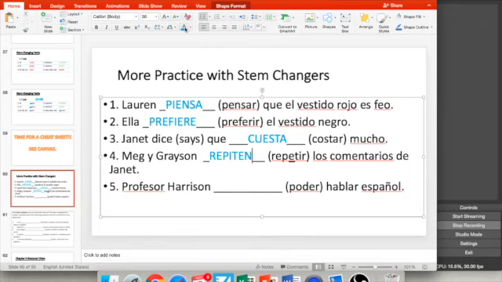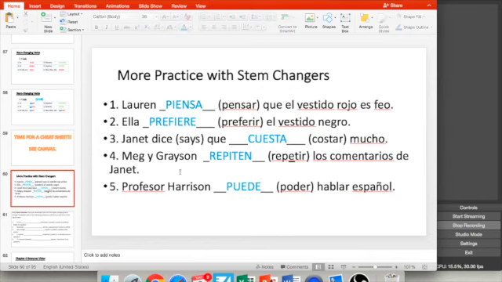All right, and our last one. Profesor Harrison poder hablar español. So Professor Harrison can speak Spanish. We know that poder is an O to UE stem change, as you saw earlier. I can go ahead and get poder, chop off my ER, and Professor Harrison would be he, our bottom left box. We need to add back an E.